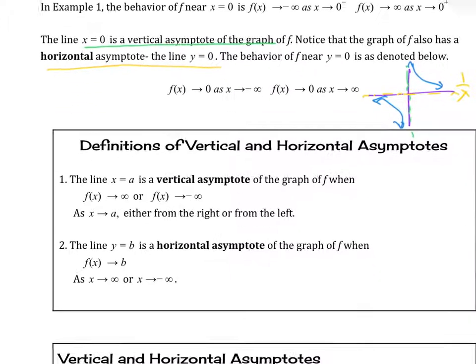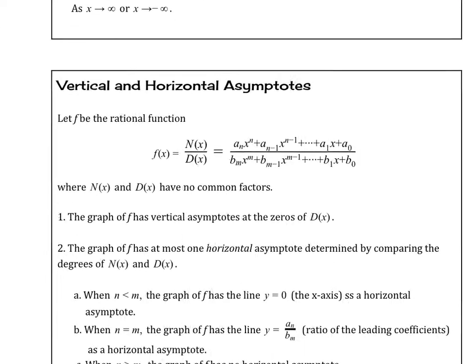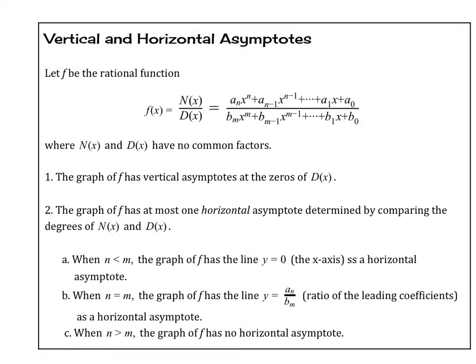So, definitions of vertical and horizontal asymptotes. The line x equals a is a vertical asymptote of the graph, and the line y equals b is a horizontal asymptote of the graph. But let's look at when we know that. So this is our rational function here. n of x is our numerator function, and d of x is our denominator polynomial, and they have no common factors.